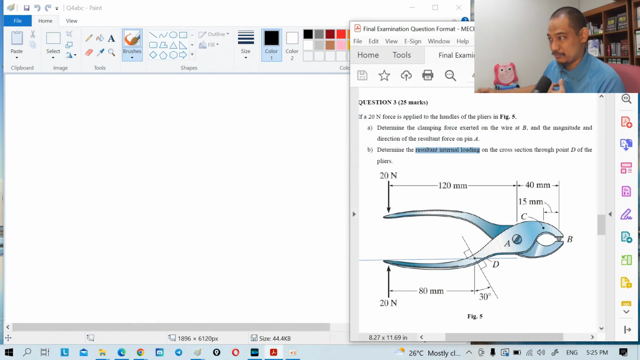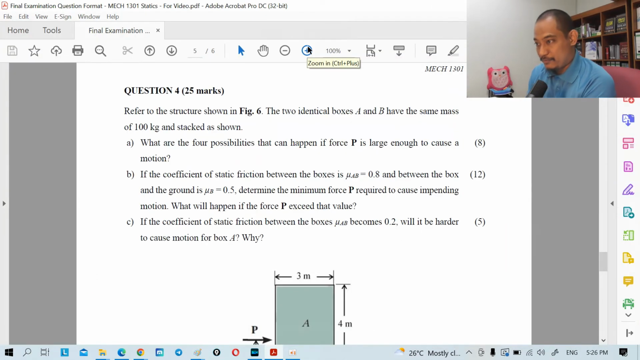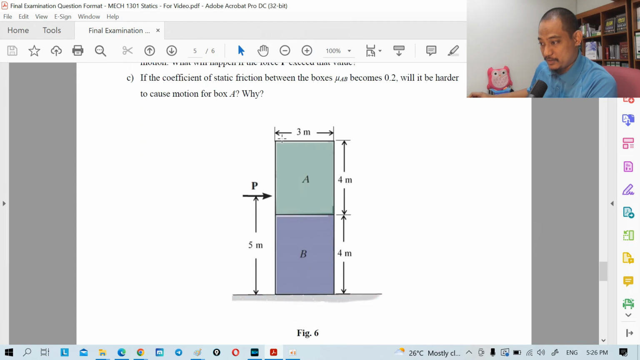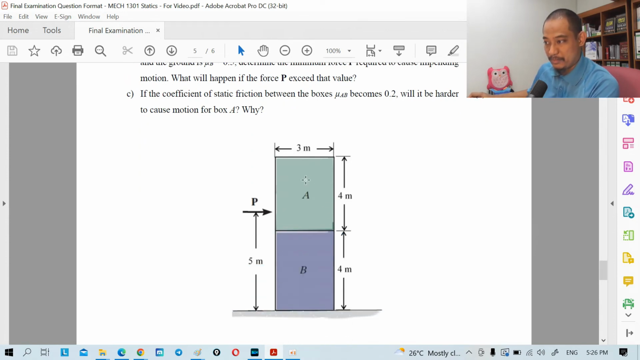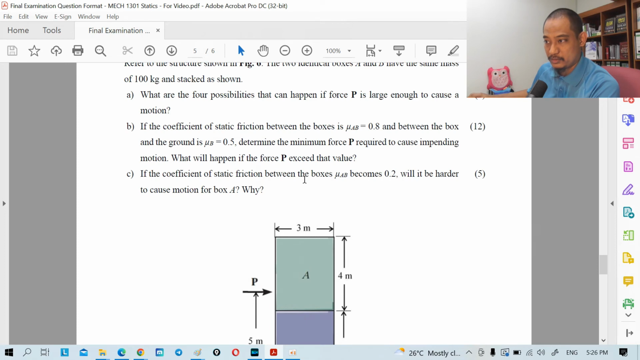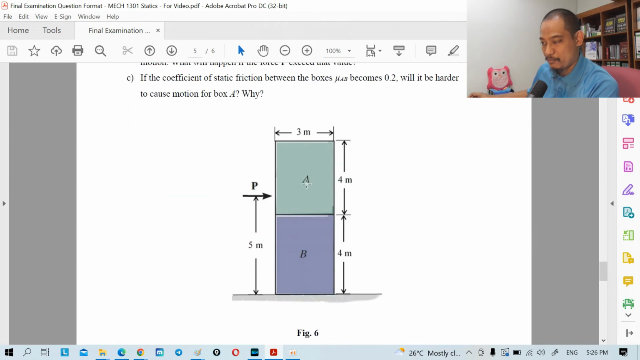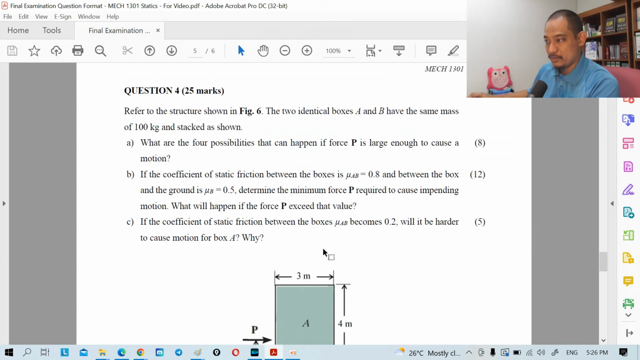Now we go to question 4. All right, question 4. Refer to the structure shown in figure 6. Two identical boxes A and B have the same mass, 100 kg, and stacked as shown. Okay, so both have the same mass, meaning each have 100 kg.